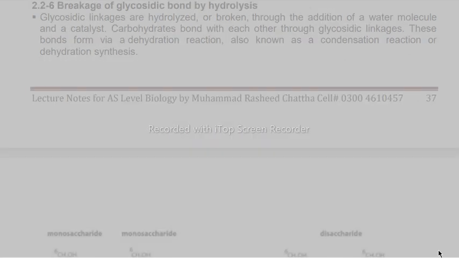2.2.6 Breakage of glycosidic bond by hydrolysis. Glycosidic linkages are hydrolyzed, or broken, through the addition of a water molecule and a catalyst. Carbohydrates bond with each other through glycosidic linkages. These bonds form via a dehydration reaction, also known as a condensation reaction or dehydration synthesis.